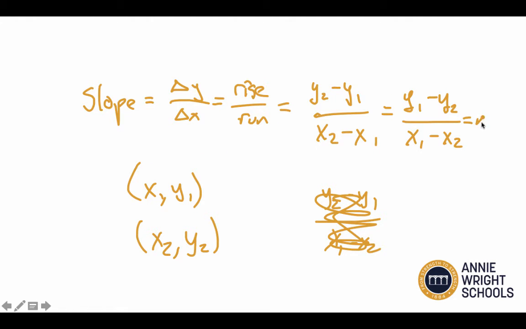Slope, often called the letter m, describes how a line climbs. Positive slopes go up from left to right. Negative slopes go down from left to right.